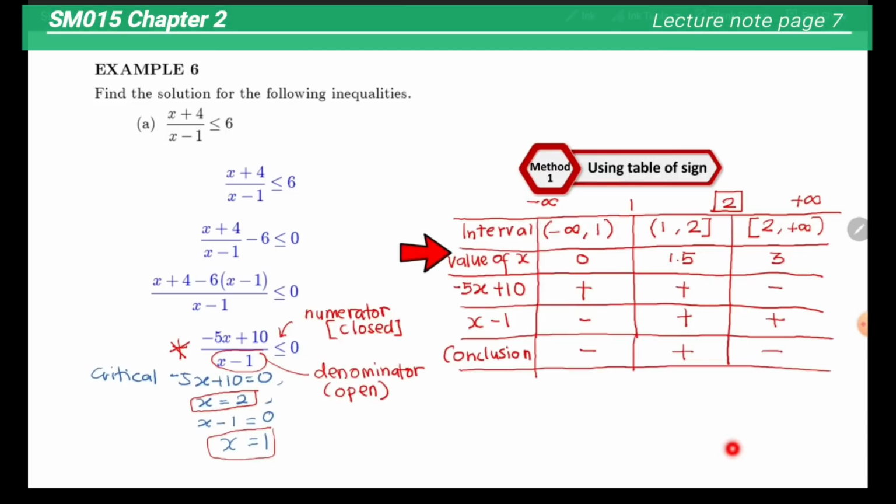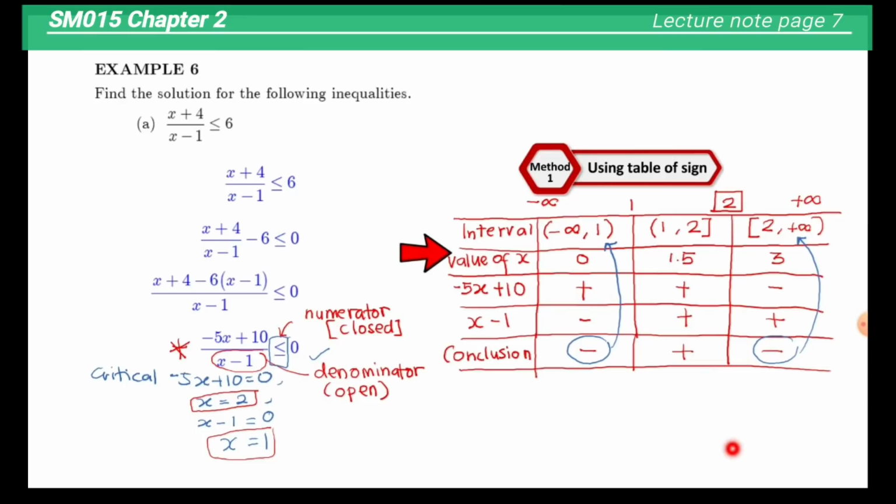To choose which region should be our answer, you need to recheck our expression. The expression here shows that it is less than or equal to 0. Less than or equal to 0 means it is a negative number. So we need to choose the negative region to be our answer. From here, we can see that it is negative for the interval negative infinity up until 1 and negative for the interval 2 up until positive infinity.